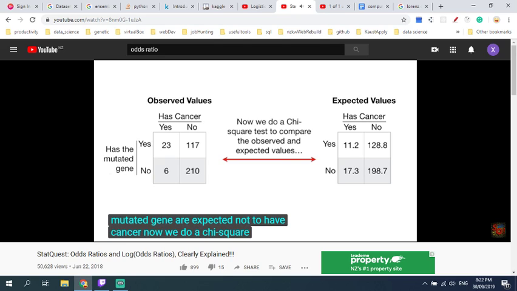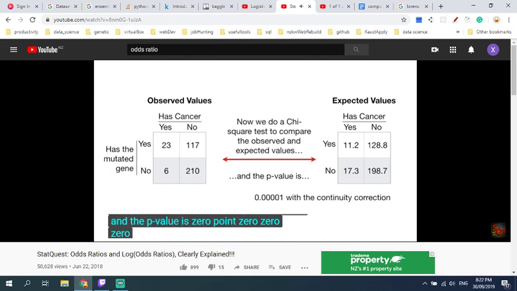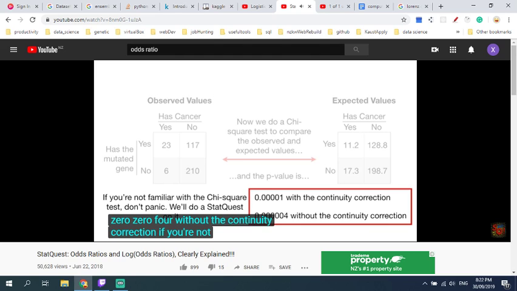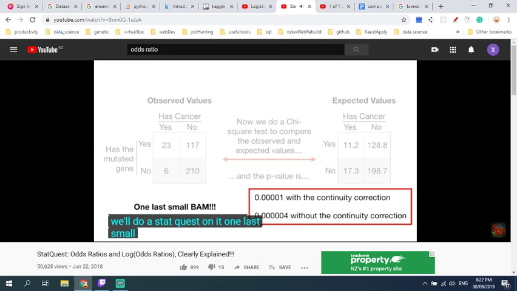Now we do a chi-square test to compare the observed and expected values. And the p-value is 0.00001 with the continuity correction and 0.000004 without the continuity correction. If you're not familiar with the chi-square test, don't panic. We'll do a StatQuest on it. One last small bam.